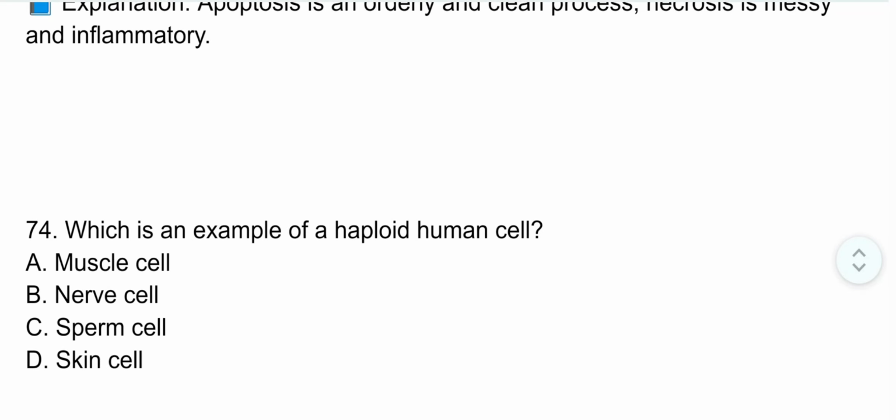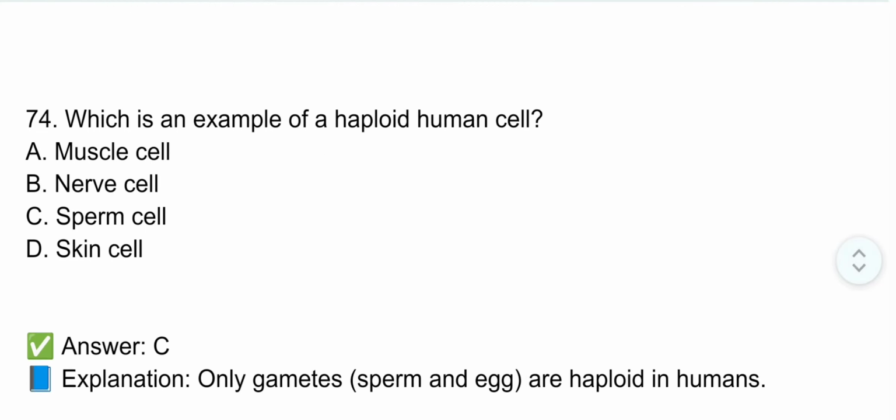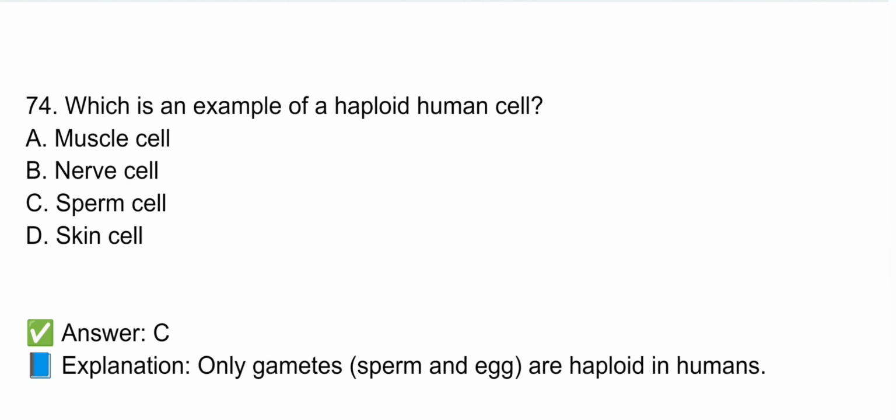Question number 74. Which is an example of haploid human cells? The correct option is option C, sperm cells. Only gametes, sperm and egg, are haploid in humans.